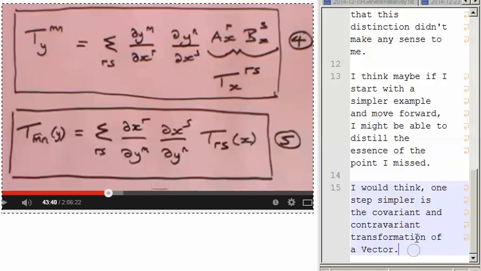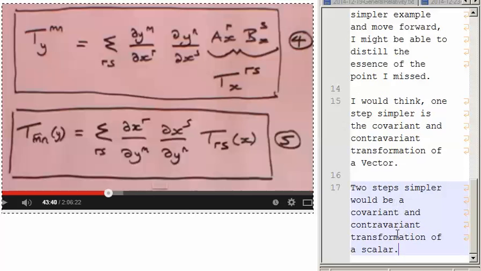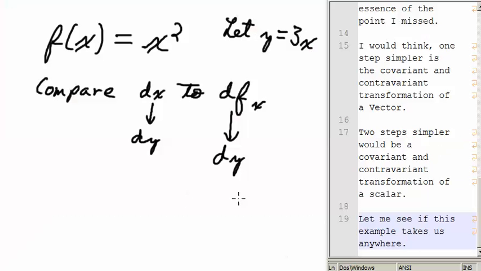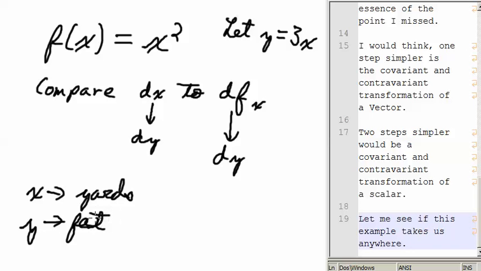I would think one step simpler is the covariant and contravariant transformation of a vector. And two steps simpler would be the covariant and contravariant transformations of a scalar. Okay, let me see if this example takes us anywhere. I'll say x is measured in yards and y is measured in feet. So y is going to be equal to 3x.